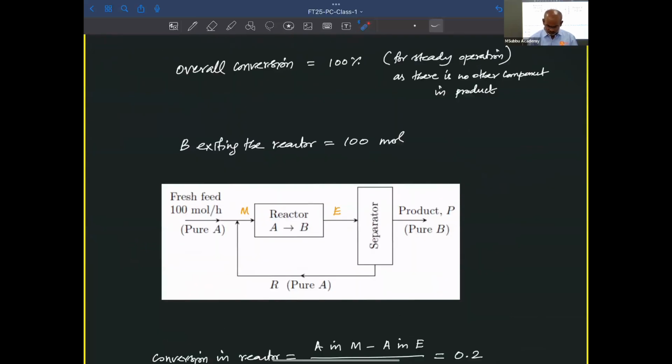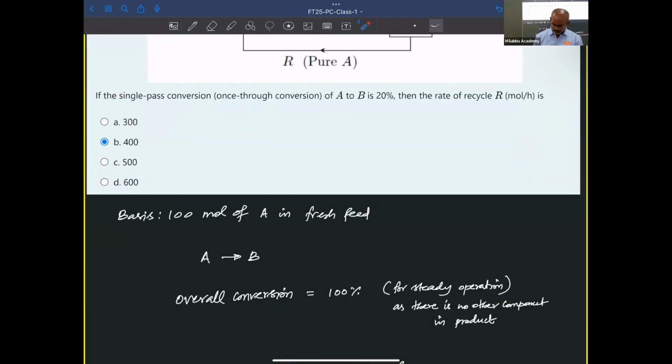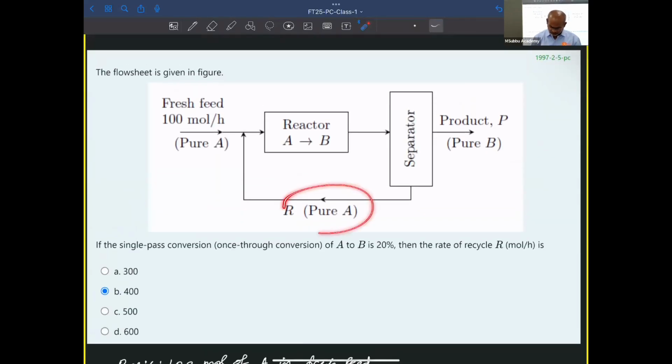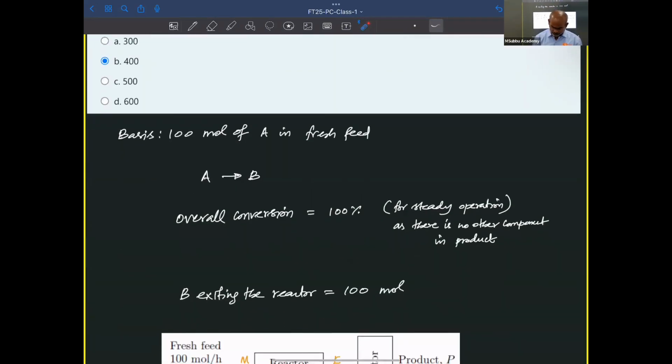The process is actually: the reaction is happening, the pure product P is leaving, and unconverted A is recycled back. The single pass conversion is given, and based on that, how much is recycling. The single pass conversion is 20%, and we need to find how much of the reactant is recycled, the amount of R that we have to calculate. For that, you can denote these M and E.